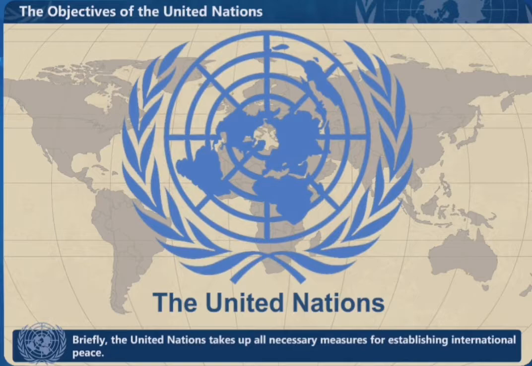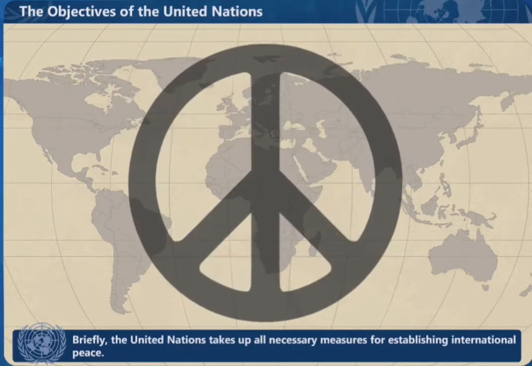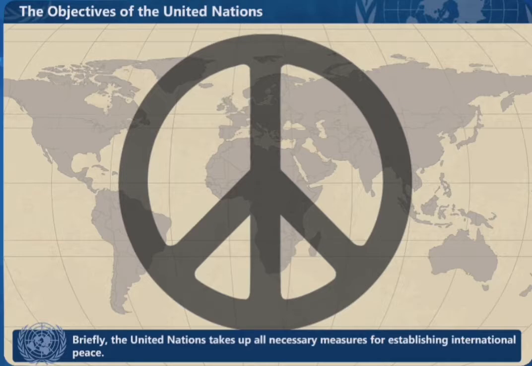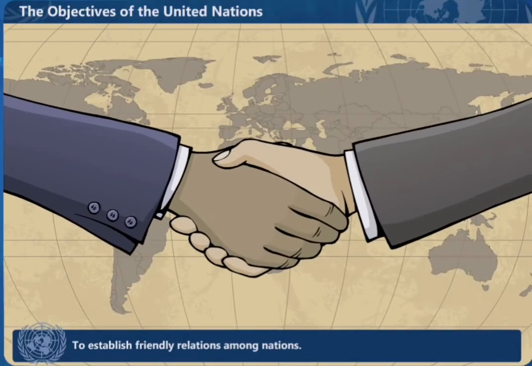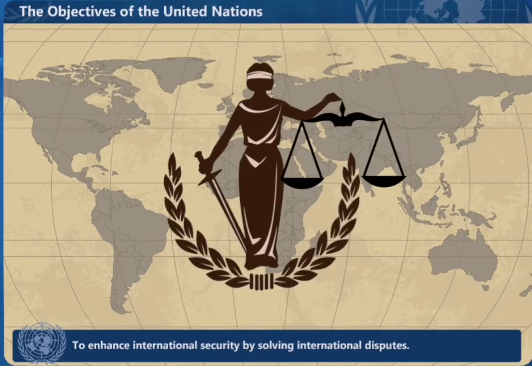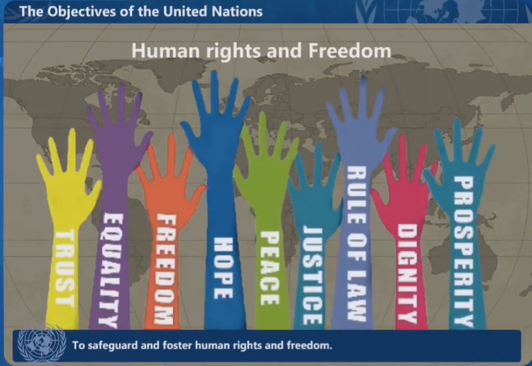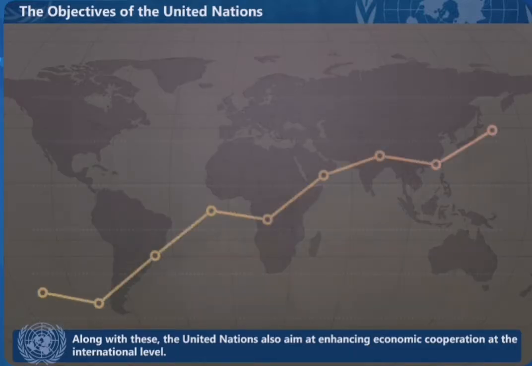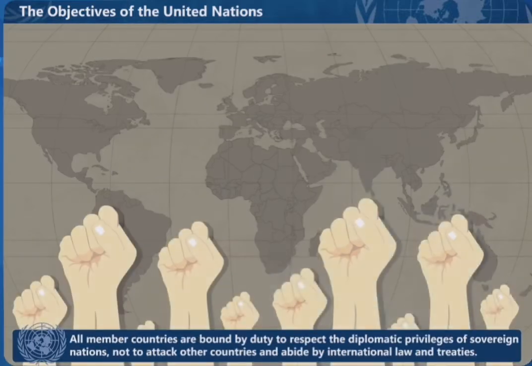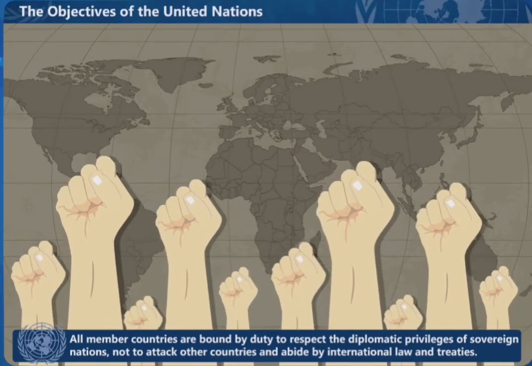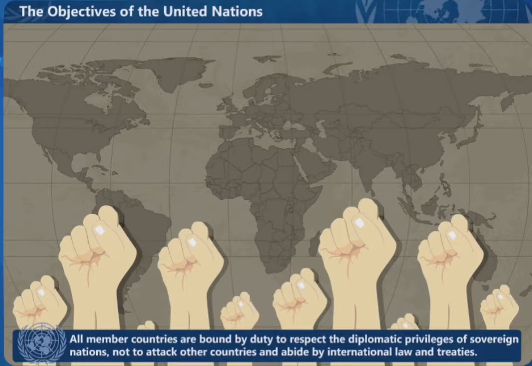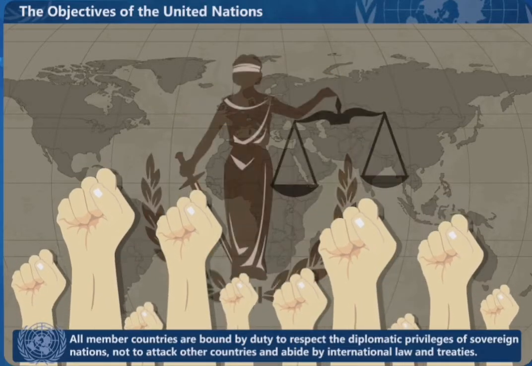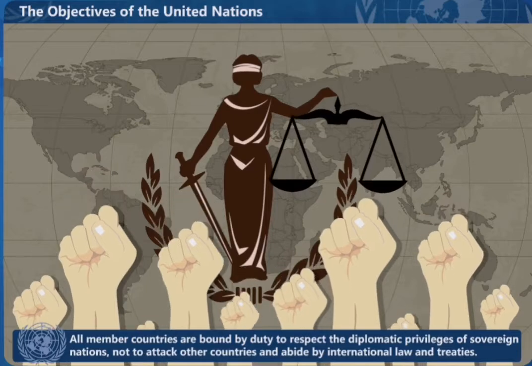Briefly, the United Nations takes up all necessary measures for establishing international peace, to establish friendly relations among nations, to enhance international security by solving international disputes, to safeguard and foster human rights and freedom. Along with these, the United Nations also aims at enhancing economic cooperation at the international level. All member countries are bound by duty to respect the diplomatic privileges of sovereign nations, not to attack other countries, and abide by international law and treaties.